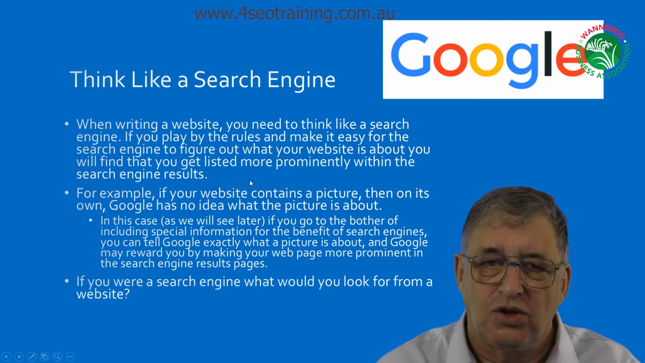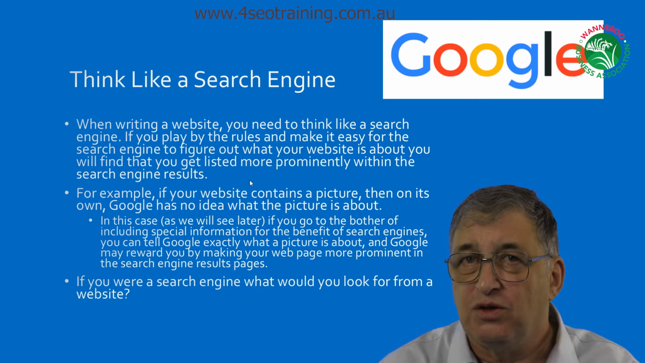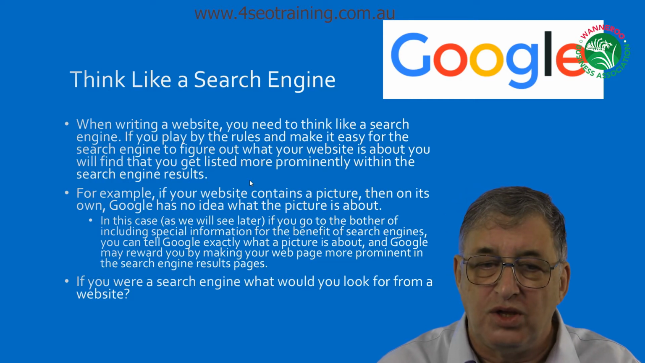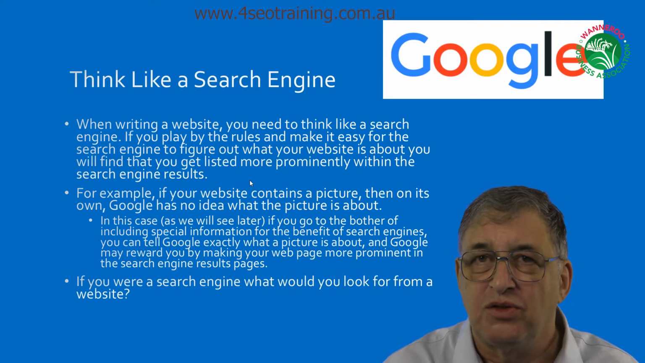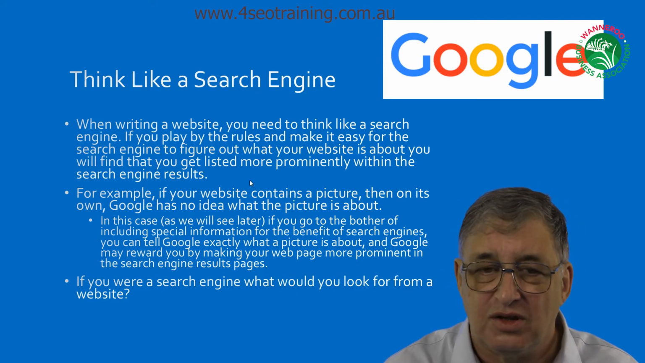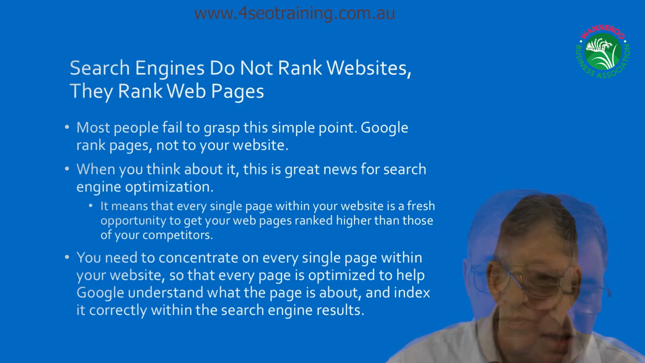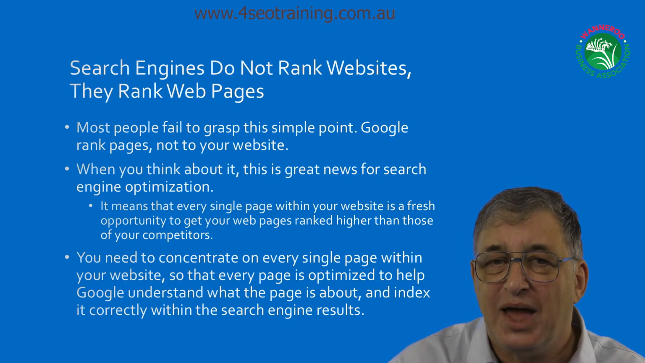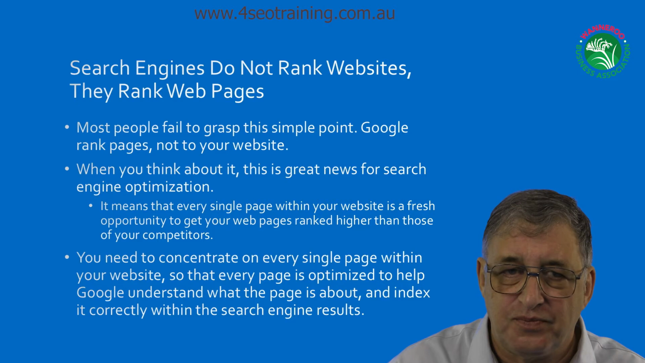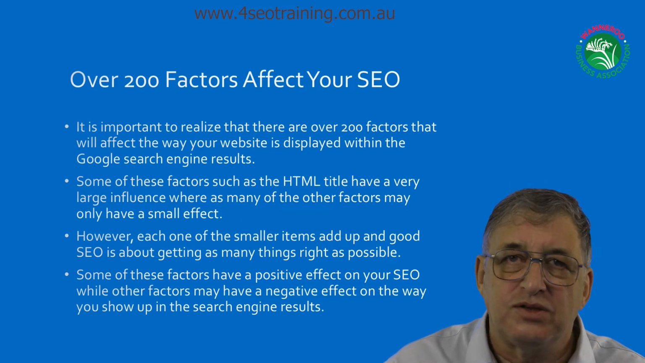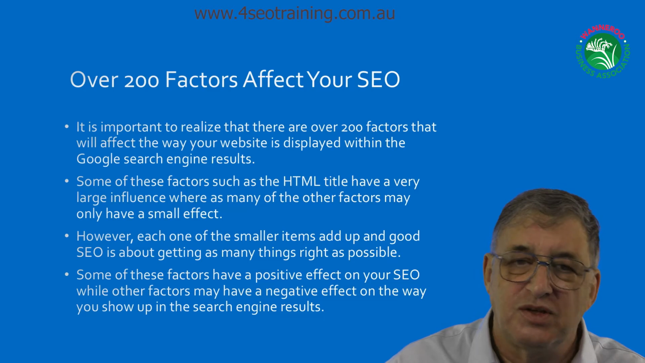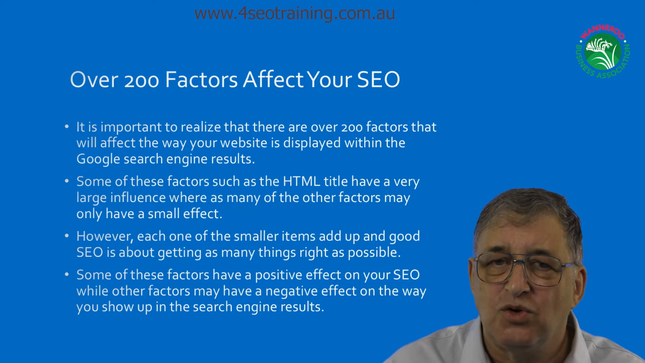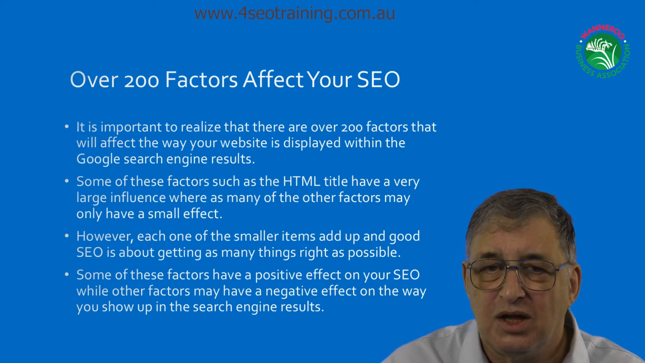So the key thing is when you look at your web page, it's got to look good for humans, but it's also got to look good for Google as well. So what you want to try and do is get a page that appeals both to Google and also to your visitors and optimize it for both. And as I said earlier, a key concept is that search engines rank web pages, not just the site. Now, there's about 200 factors that go into the mix with SEO. Some are positive, some are negative, some have a huge effect, some have a very small effect. But SEO is all about trying to do everything right.